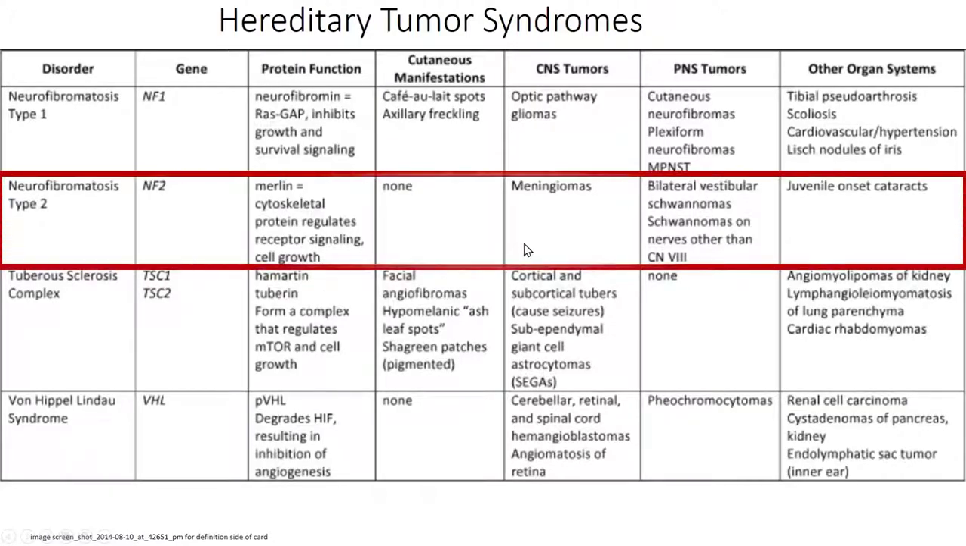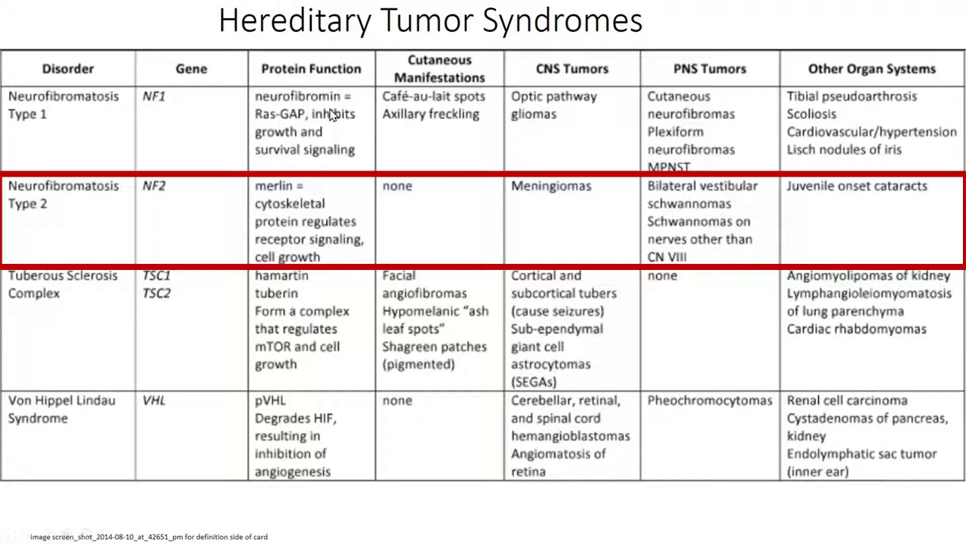In neurofibromatosis type 2, if you have bilateral vestibular schwannomas, then that is basically pathognomonic for neurofibromatosis type 2. You'll have a lot of schwannomas, and oftentimes when you see schwannomas involving the CNS, most commonly it's going to be involving cranial nerve 8, but you'll also see them peppering along the spinal cord.